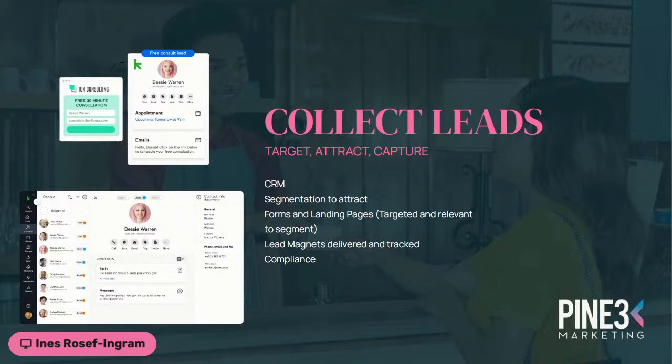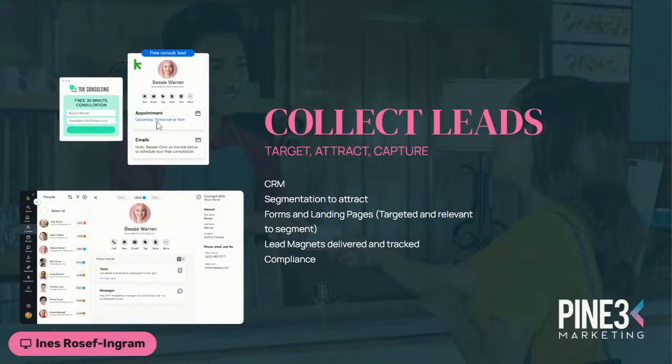Forms and landing pages can be targeted and relevant to the segment. And lead magnets can be delivered automatically. So you fill in a form and you immediately get your lead magnet delivered and tracked. Here, for example, is a form to book a 30-minute free consultation that is filled out, and automatically the CRM record is created, and they receive an email to click on the link to schedule the free consultation, and they book the appointment.